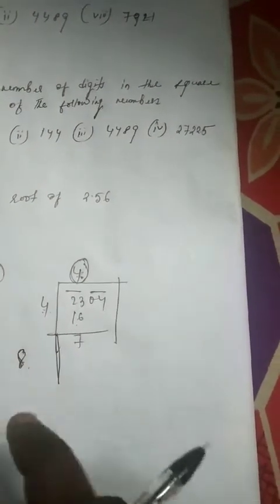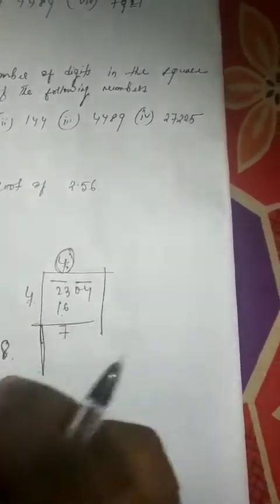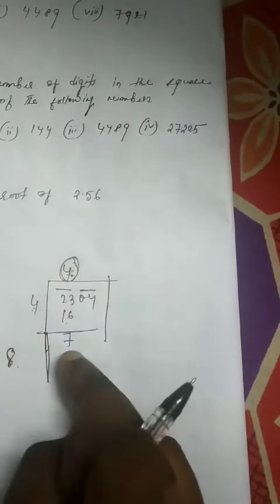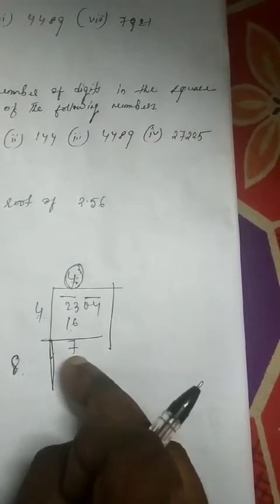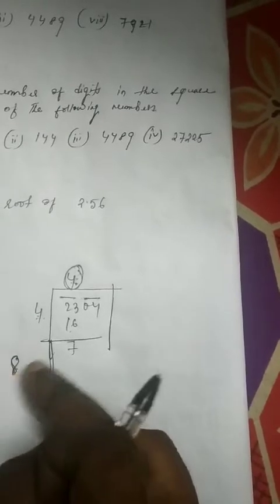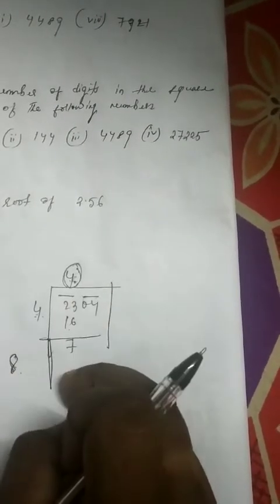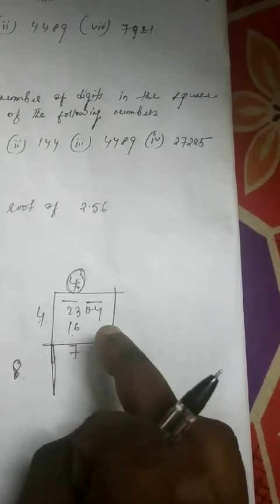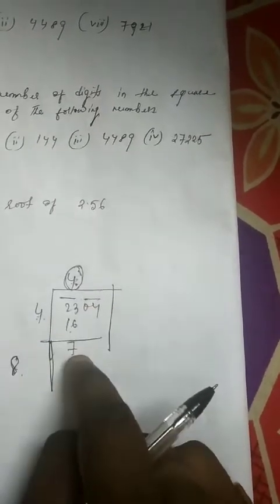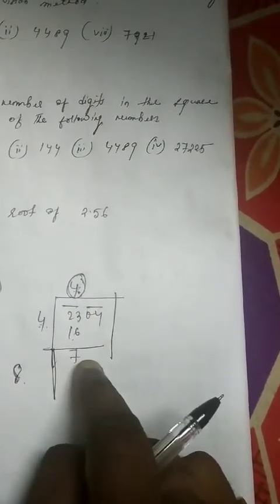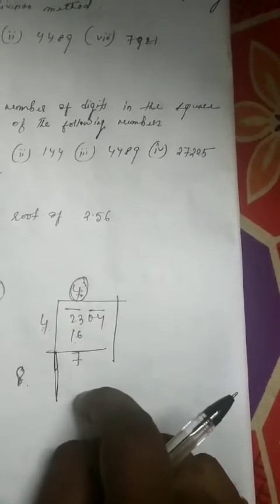Now 8 is bigger than 7, so I cannot divide 7 by 8. So I have to bring down the next number. Here is one thing we have to keep in mind: while bringing down a number, a single number cannot come down. I have to take the pair of numbers.